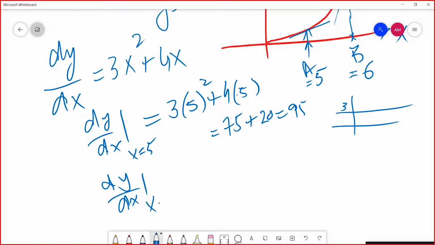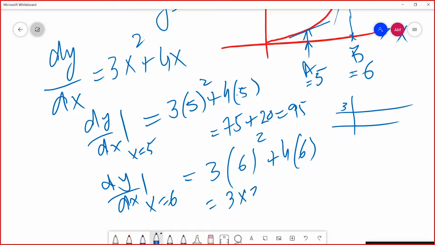And if we put dy upon dx at x is equal to 6, it gives us 3 times 6 squared, sorry, it's not cube, it's square, plus 4 times 6. So this becomes 3 times 36 plus 4 times 6, which is 24. Can you tell me what is 3 times 36 plus 24? I don't have a calculator. So that would be the gradient or rate of change there.